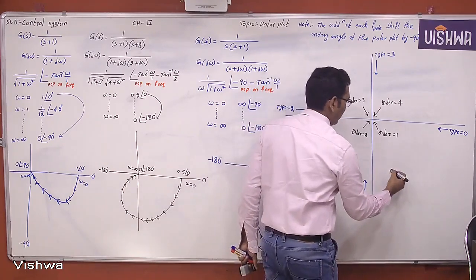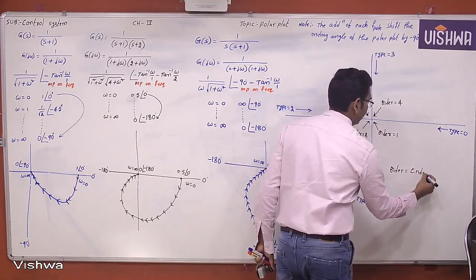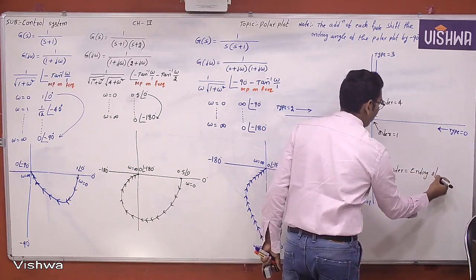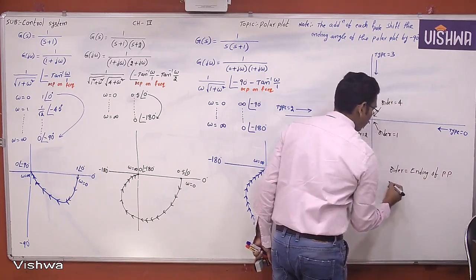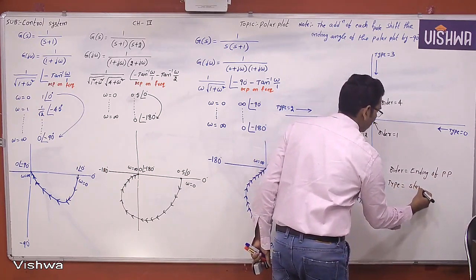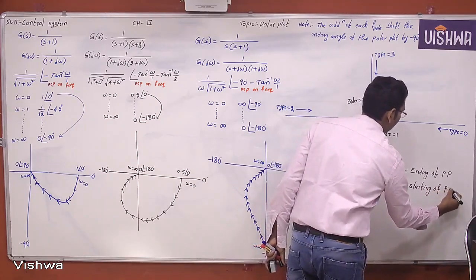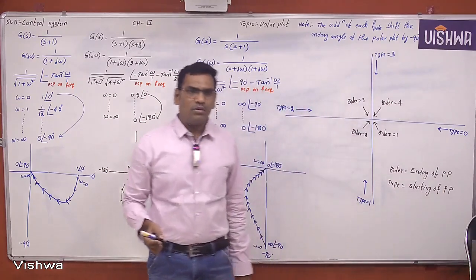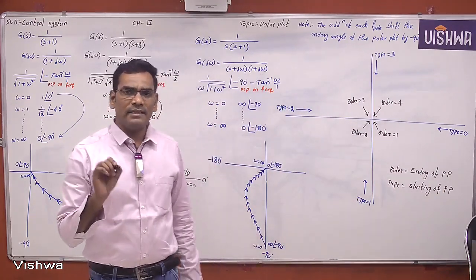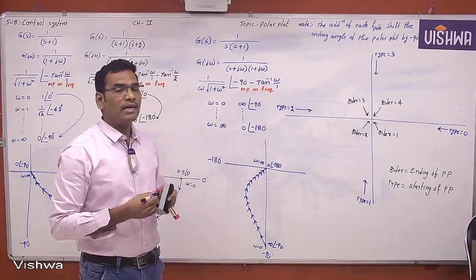This order represents the ending of the polar plot. This type represents the starting of the polar plot. Okay. So the starting of the polar plot is given by type. The ending of the polar plot is given by order. Then will this work or not? We will check.